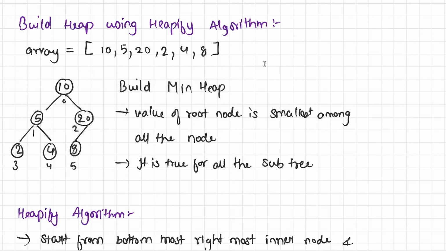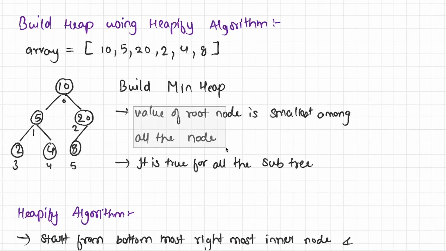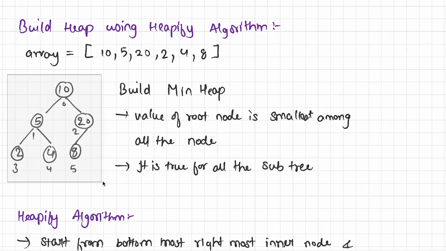So what are the properties of min heap? The first property is that the value of the root node is smallest among all the nodes, and this property is true for all the subtrees. And if you look at this tree structure, it is violating these two properties. In case of min heap, the root should be minimum among all the nodes. If you look at this structure, 10 is the largest element, and that is present in the root. This means it is violating this property. And if you look at these subtrees also, let's say 5, 2 and 4, 5 is the largest element, but in case of min heap, we need the smallest element at the root. And here also, the right subtree is violating this property, because 20 is greater than 8. So basically this structure is violating the properties of min heap.